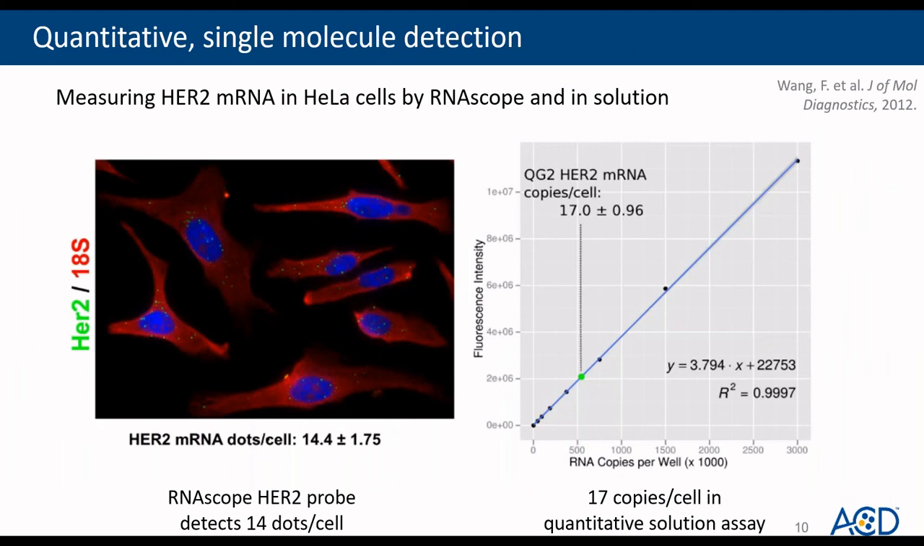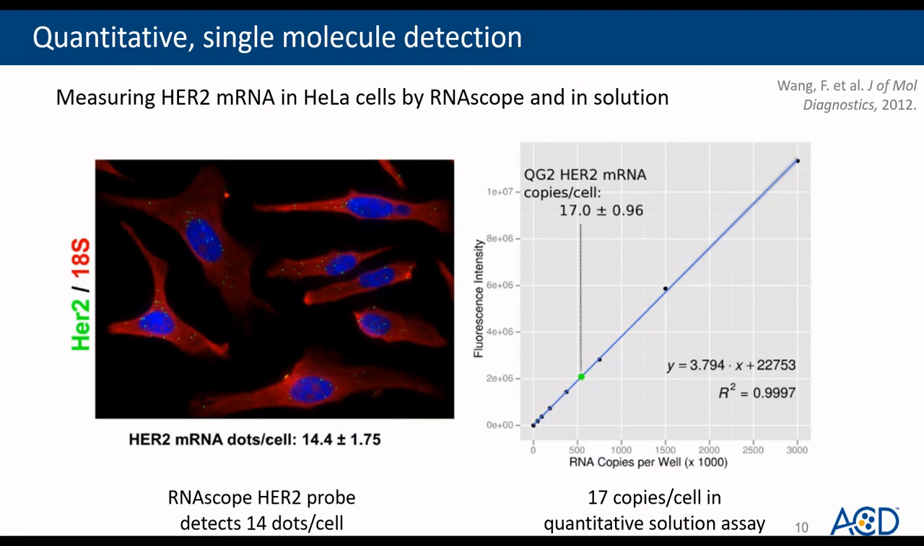Single molecule detection is what we focus on and what is possible with the RNAscope assay. This is illustrated in an experiment that was published in the first publication demonstrating the RNAscope assay. One plate of HeLa cell culture was run using the RNAscope assay probe for HER2, and the other was lysed, and then the solution was probed for HER2.